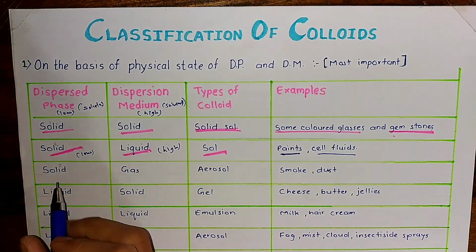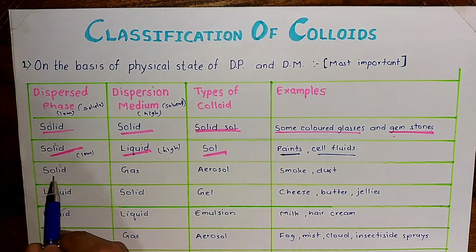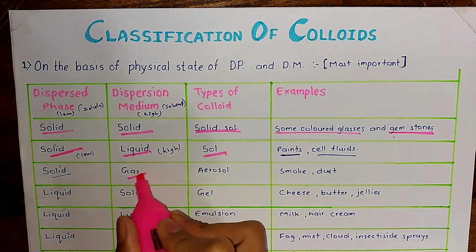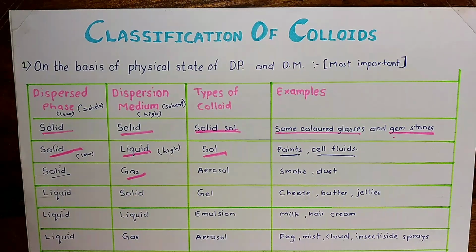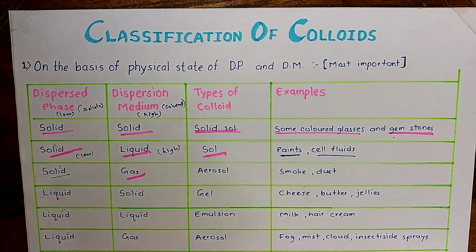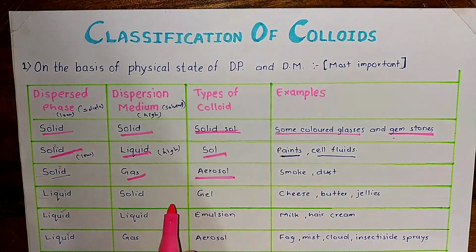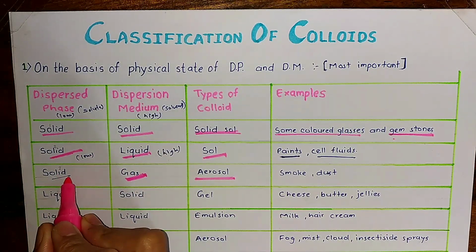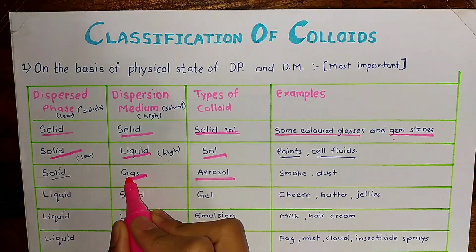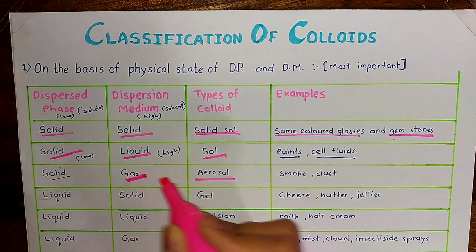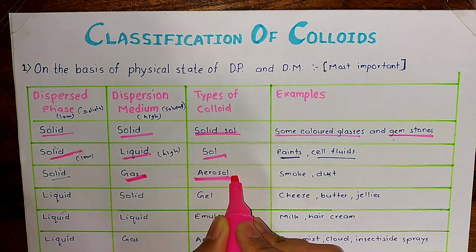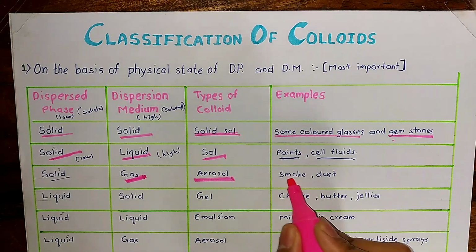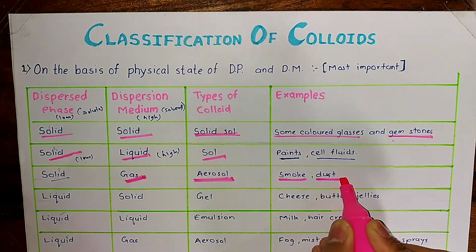The third type is where we have solid as the dispersed phase and the dispersion medium is a gas. The colloid that forms is an aerosol, because gas is in high quantity as compared to the dispersed phase, which is solid. Gas will be more in this colloid, so it becomes an aerosol. Examples are smoke and dust particles.